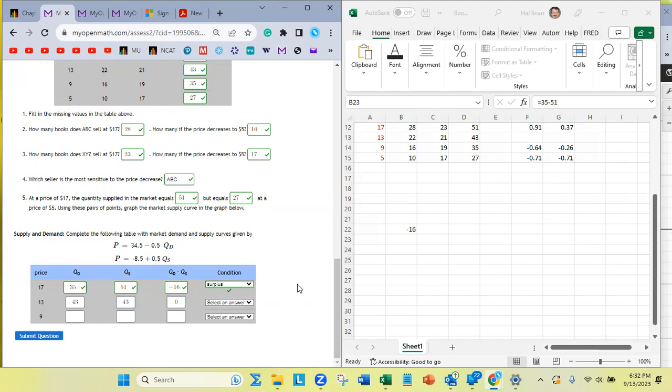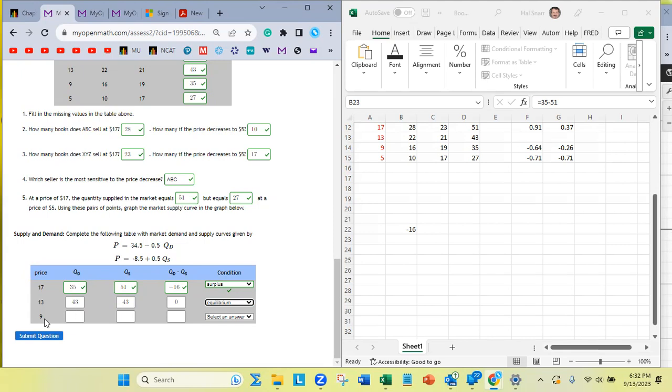Now, when we're in a situation like that, we call that an equilibrium, right? When at a price, quantity demanded equals quantity supplied, there's no surplus, there's no shortage. We call that an equilibrium, right? There's no tendency for prices to change.